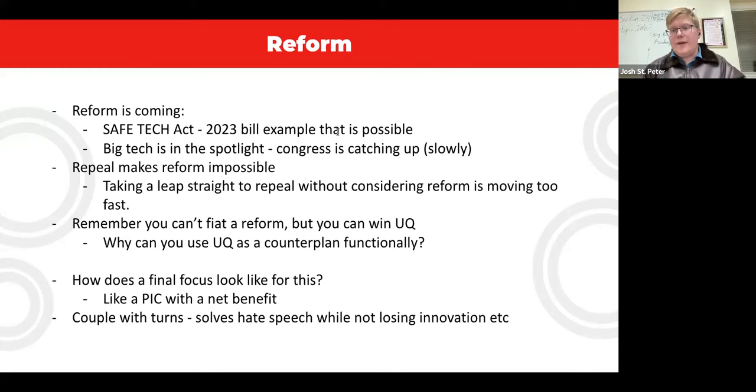So that's what I'll say on reform for now, but I'd love to talk more about it later if anybody's curious, because I know it's a really weird way to talk about it in debate.